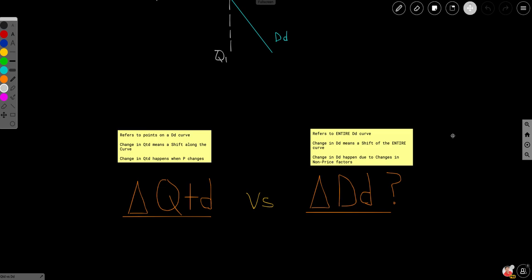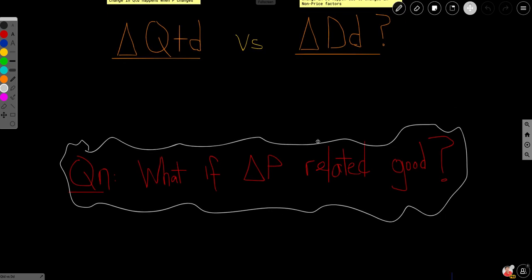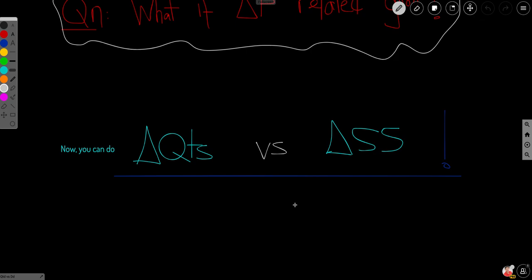Got that? With all that, let me ask you a question. What if there is a change in the price of a related good? Does it change quantity demanded or does it change demand? This is quite a tricky question, and this is a question that we will answer in class. Let's hear from you. Now that you know the difference between change in quantity demanded versus change in demand, you can do this yourself. Let's see you do it as well in class.